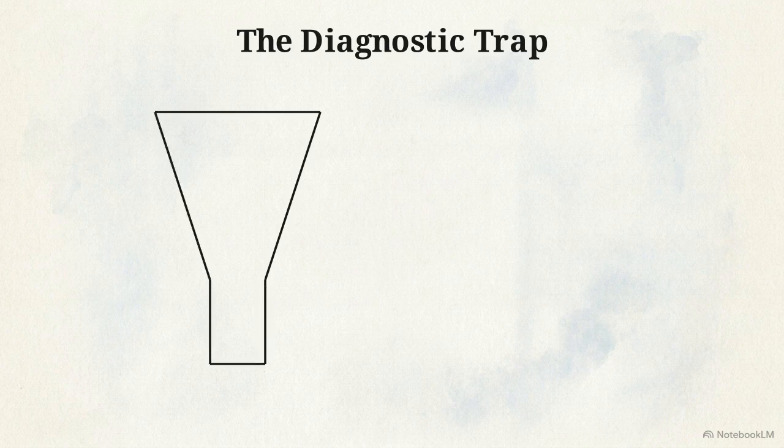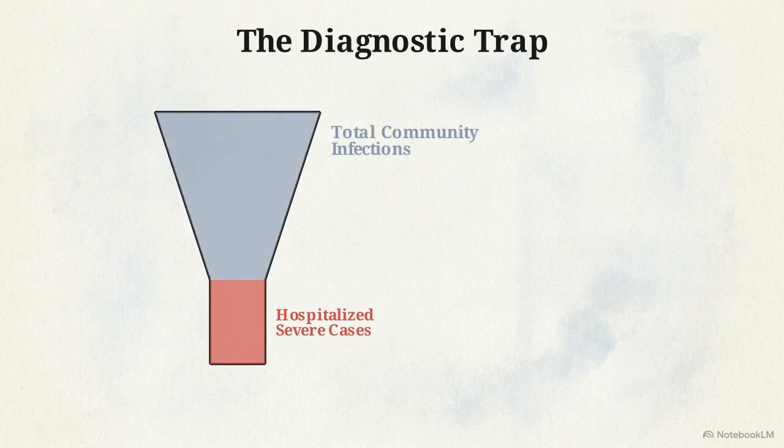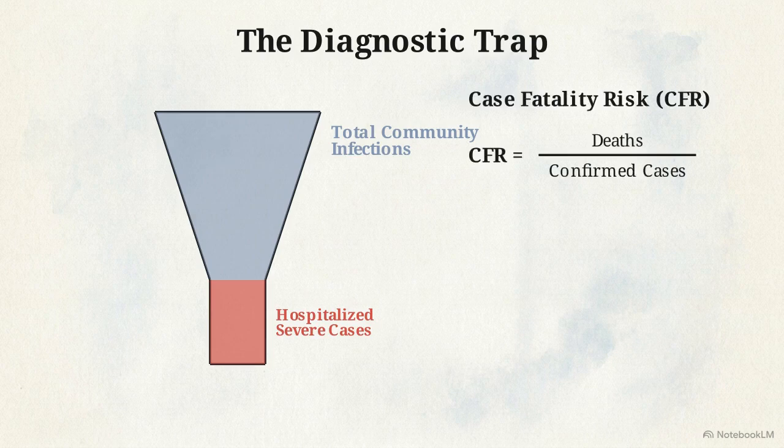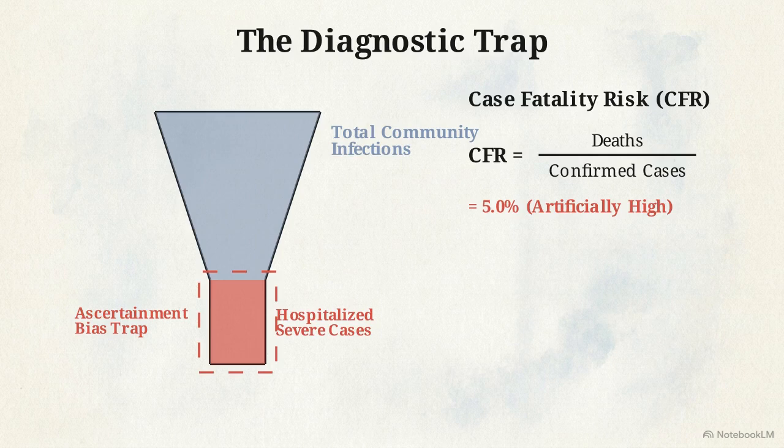This data funnel illustrates the diagnostic trap. Clinical surveillance naturally overrepresents the severe tertiary hospital cases at the narrow bottom, while entirely missing the invisible community spread at the wide top. Drawing mortality data only from that narrow bottom layer yields the case fatality risk. Because it ignores undetected cases, this metric is artificially high due to ascertainment bias.